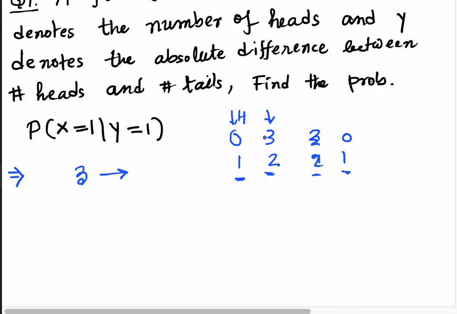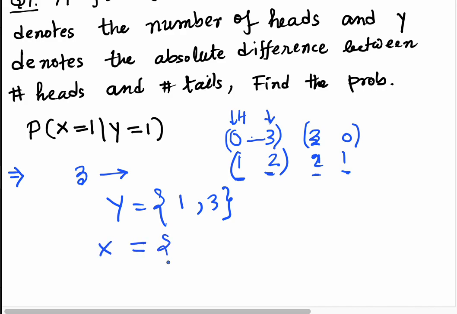So what is the possible absolute difference between the number of heads and tails? y can take value only 1 or 3. So 2 minus 1 is 1, 0 minus 3 or 3 minus 0, its absolute value is 3. Now let's see how many possible values x can take. So x can take 0 heads, 1 head, 2 heads, or 3 heads. We can get this many possible heads.